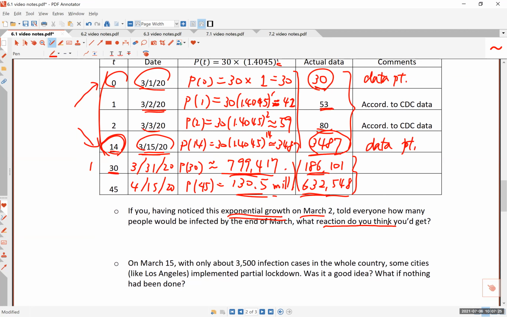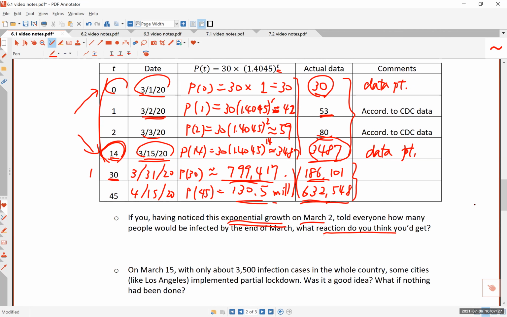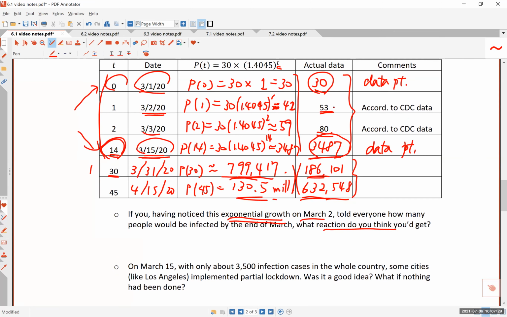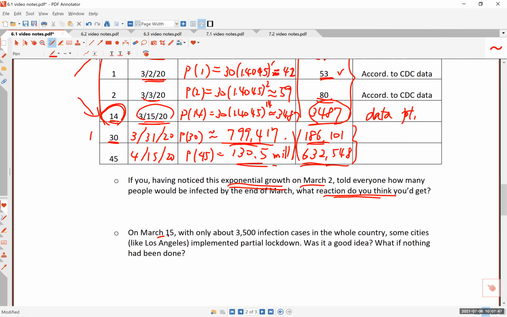What reaction do you think you would have gotten on March 2nd? All right, so if you look around on March 2nd, there were 53 people in the whole country infected with this virus. Okay, 53 in the whole country. Most people will not listen to you very seriously and say, yeah, sure, what's for dinner? On March 15th, though, this is only 2 weeks later, now you only see about 3,500 people infected. Again, in the whole country, 3,500 infected people in the entire country is not a large number.